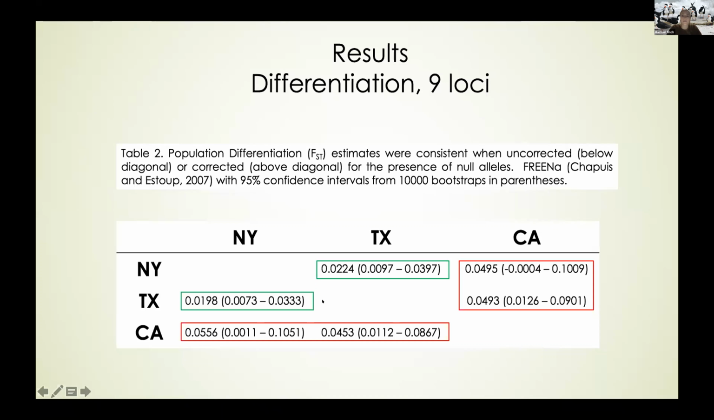Texas have very small differentiation values compared to California and New York, or California and Texas, outlined in red, which show greater differentiation. And although these values are low compared to other populations, we still see a greater difference between California and New York and California and Texas. And this correlates back to our second hypothesis, being that New York and Texas would be more likely to share more alleles due to their migratory behavior.